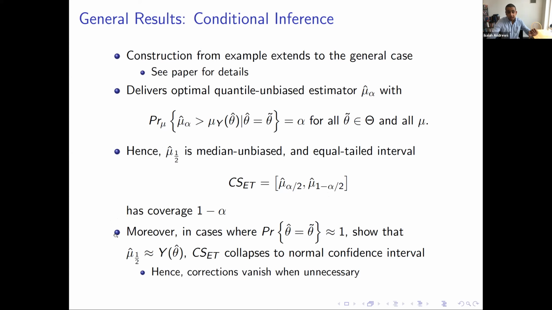It further turns out that in cases where the probability that theta hat takes some value theta tilde is close to 1, where I almost don't have a selection problem because I almost always pick the same treatment, this is in the plots in the toy example. This was when treatment 1 was much, much better than the other treatments. The median unbiased estimator is approximately the same, in particular converges to the conventional estimator, while the equal-tailed confidence interval collapses to the standard normal confidence interval. And so in that sense, these corrections from the conditional approach vanish in the case where they're not needed.